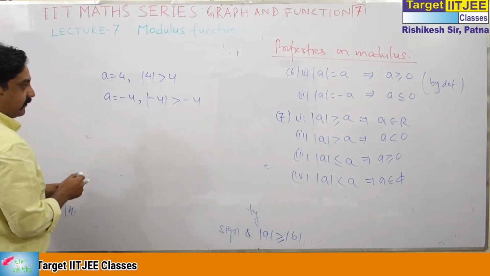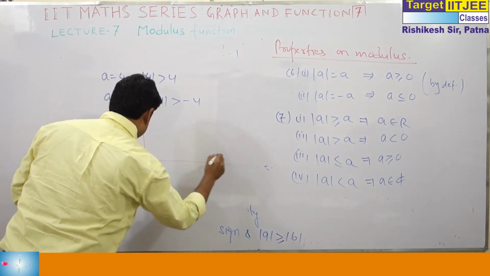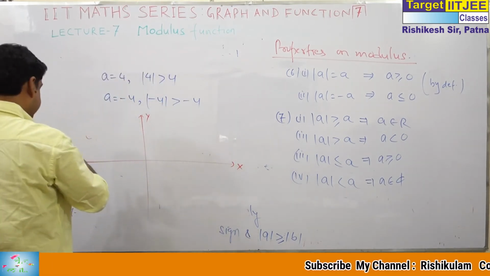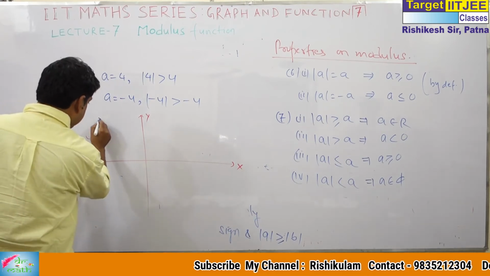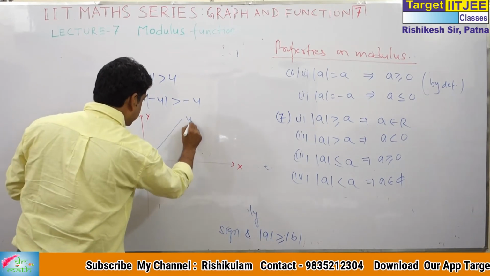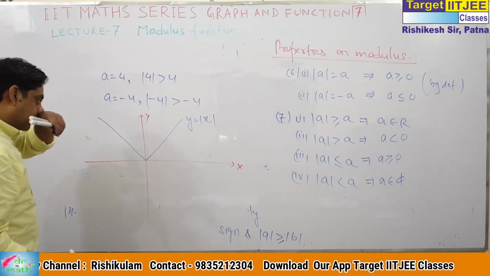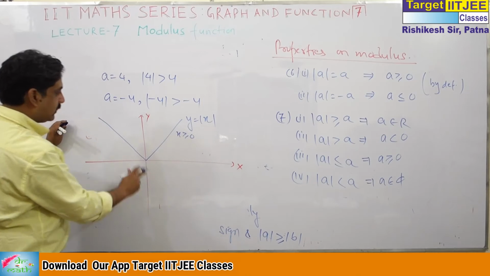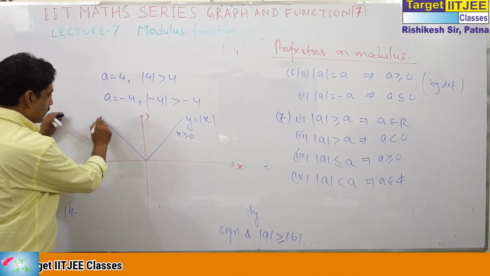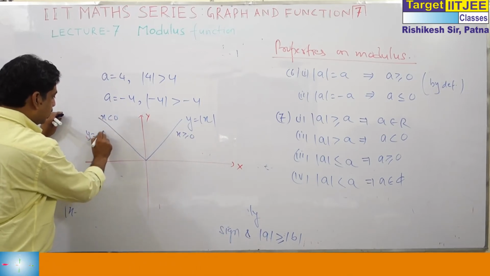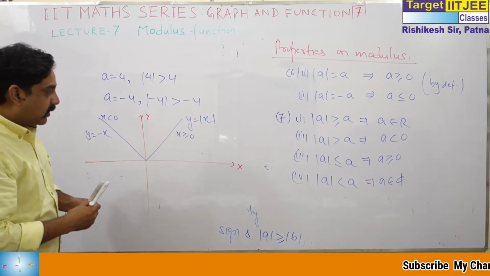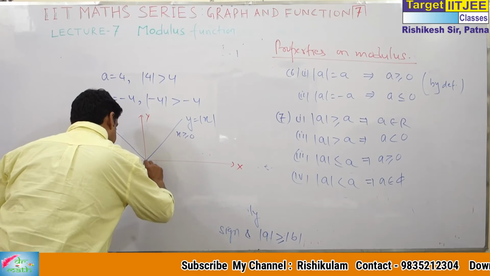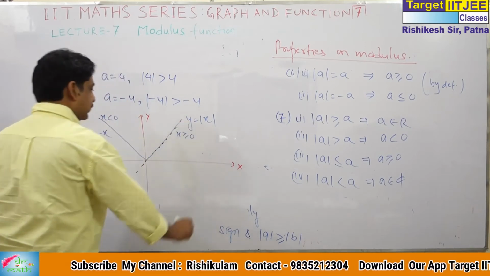You can also justify this by graph. Let me draw the graph. This is your x-axis and this is your y-axis. This is the graph of y is equal to mod x, that you know. This is y is equal to x for x greater than 0, and this is y is equal to minus x for x less than 0. Now, what is the graph of y is equal to x? This is the graph of y is equal to x.